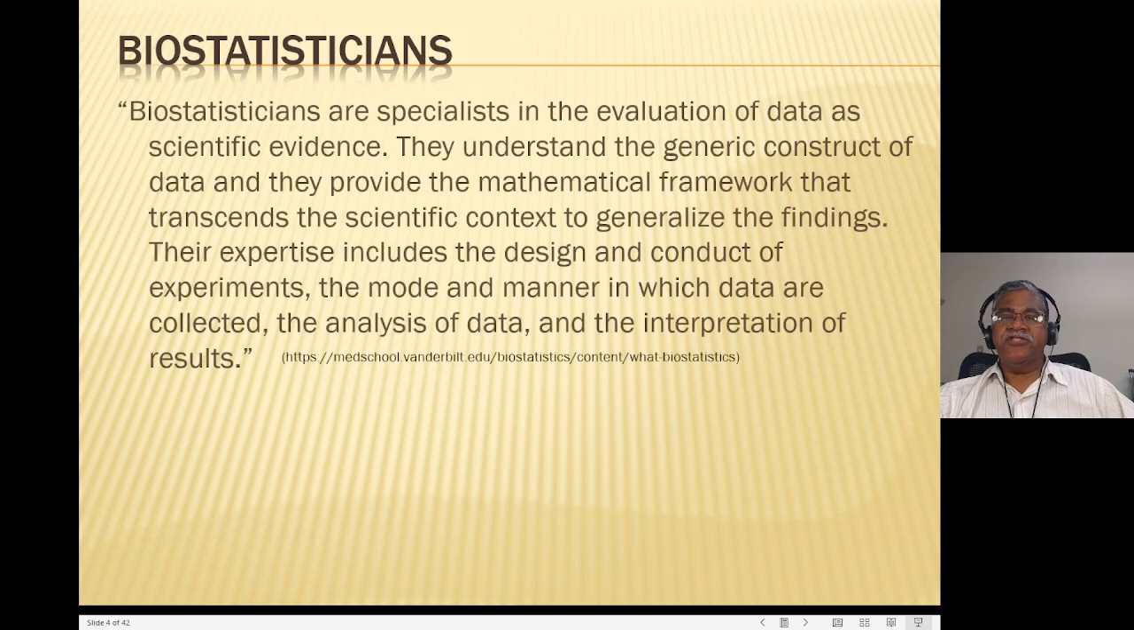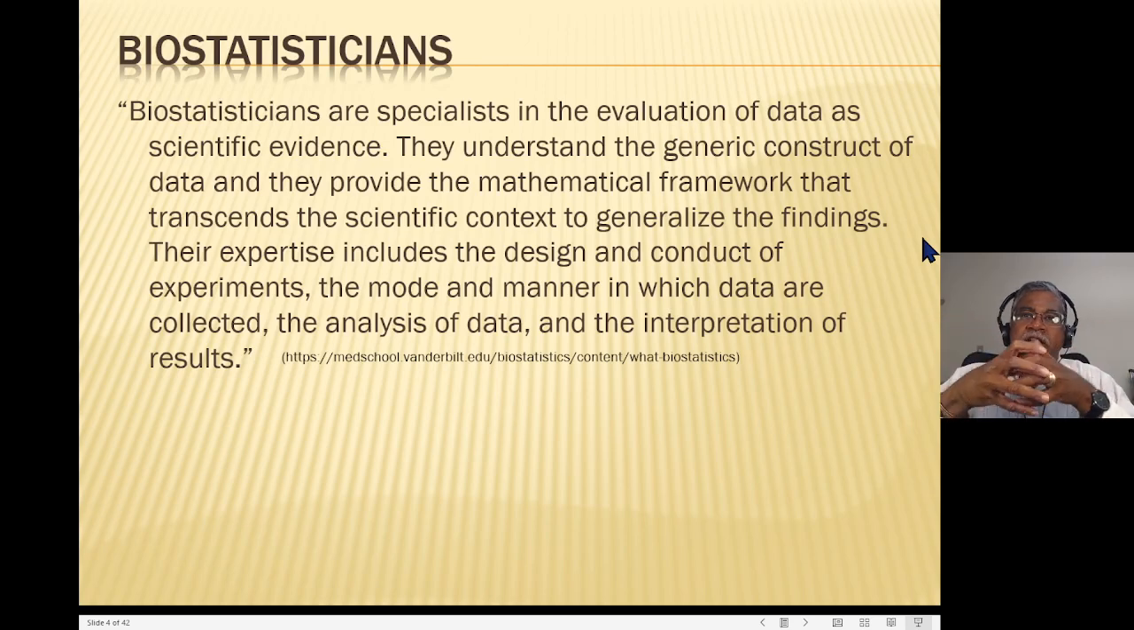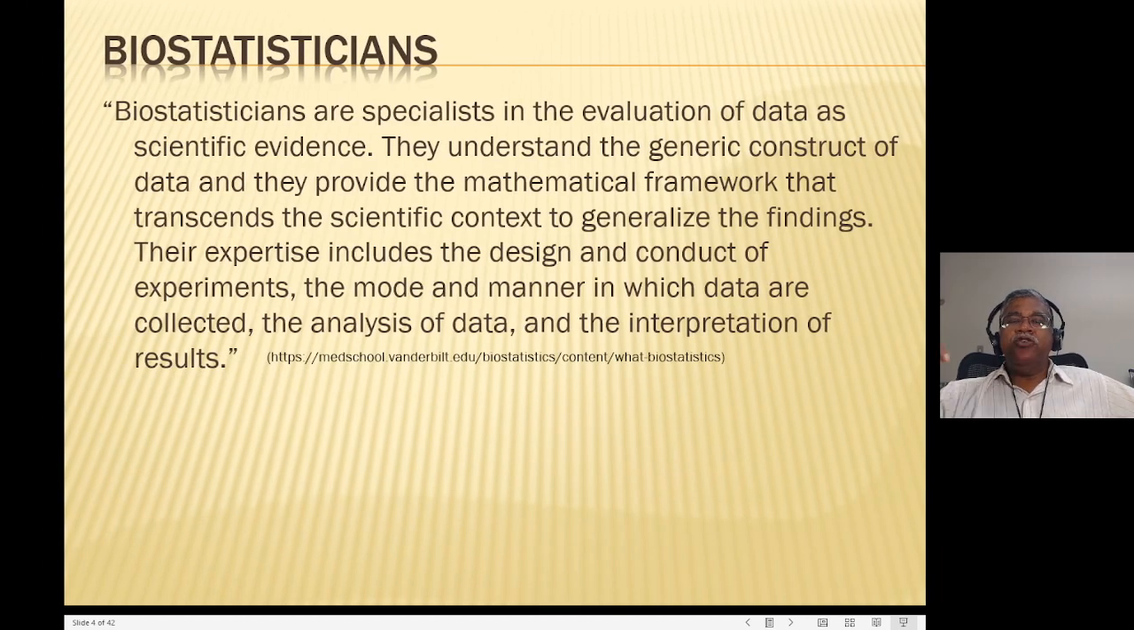And who are biostatisticians? Biostatisticians are specialists in the evaluation of data as scientific evidence. They understand the generic construct of the data and provide the mathematical framework that transcends scientific context to generalize their finding. And the reason why you want to generalize a finding is because once you develop a statistical view into a biological phenomenon, then you want to describe it, right? Graphs, bar charts, things like that, something that you did in your midterm, and that's called descriptive statistics.